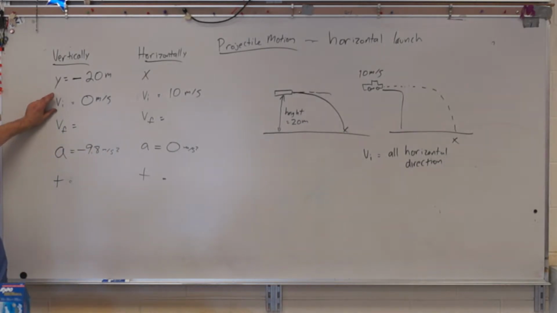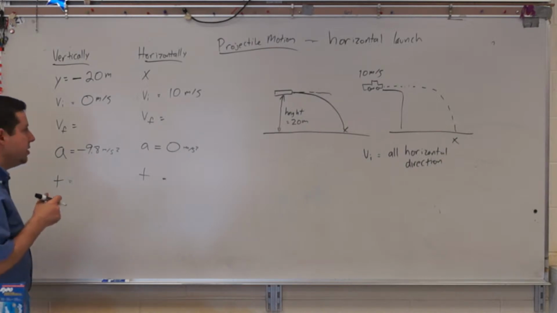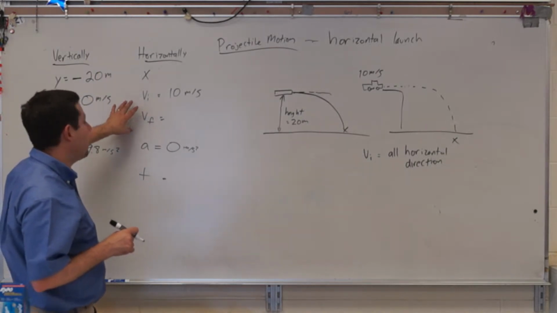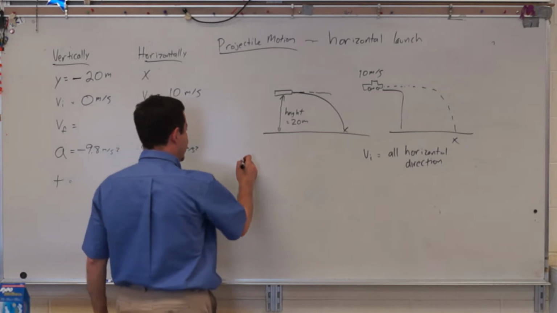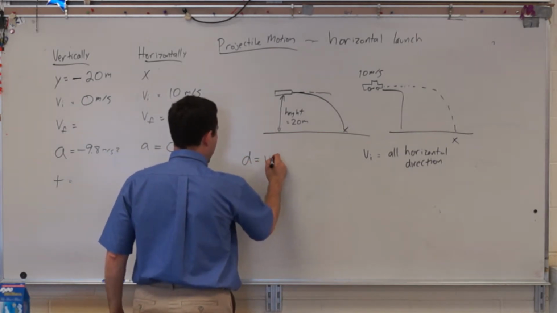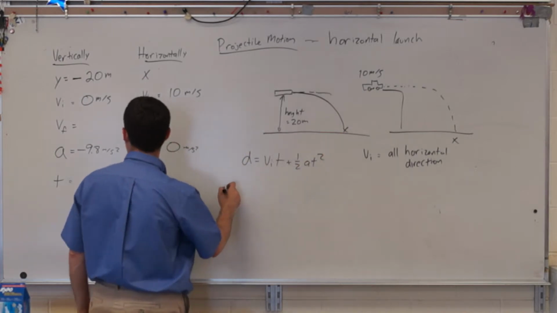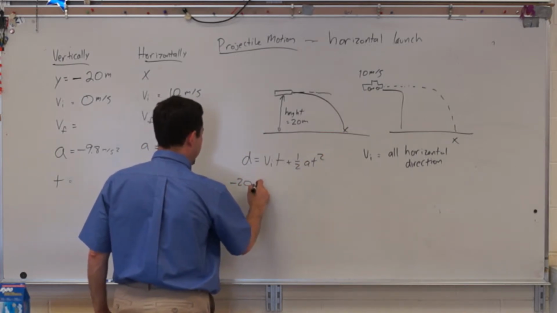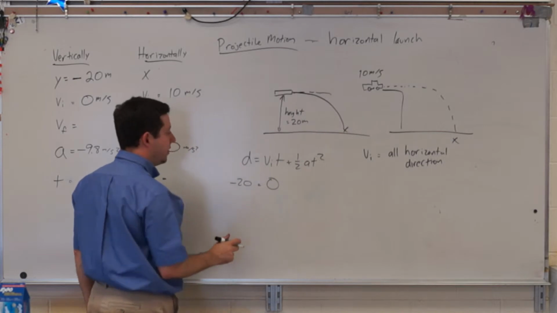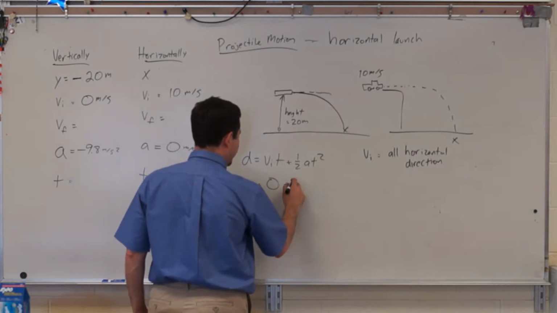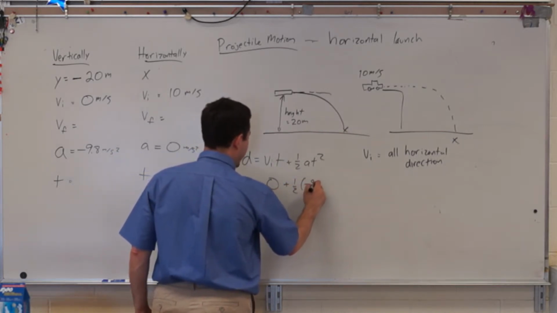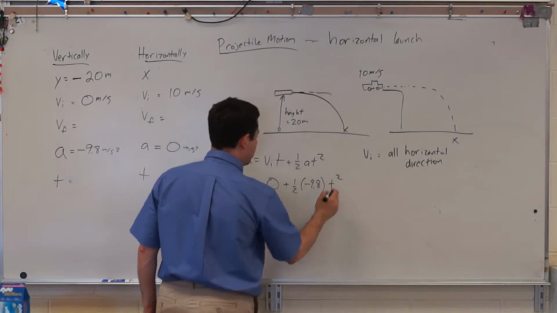Your initial velocity is 0, your acceleration is negative 9.8. You have 3 variables, so you can find final velocity and time. It's pretty easy and straightforward to do so. You just always need to make sure you're working with the right side. So let's say d equals v_i t plus 1/2 a t squared. So the distance is negative 20 equals 0, because your initial velocity is 0, plus 1/2 times negative 9.8 times t squared.